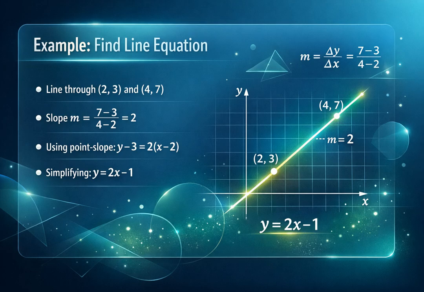First, calculate the slope. m equals (7 minus 3) over (4 minus 2), equals 4 over 2, equals 2. Using point-slope form with point (2, 3), y minus 3 equals 2 times (x minus 2). Simplifying, y equals 2x minus 1.